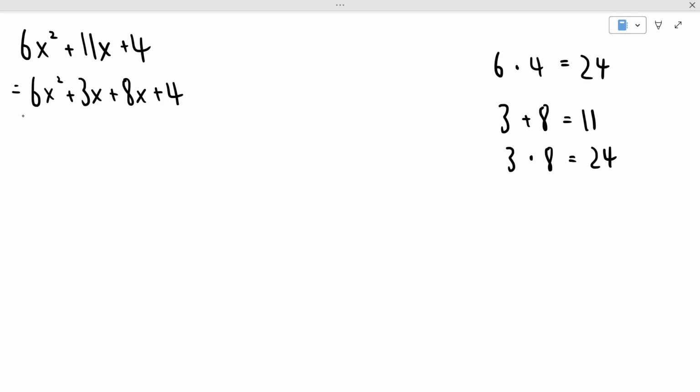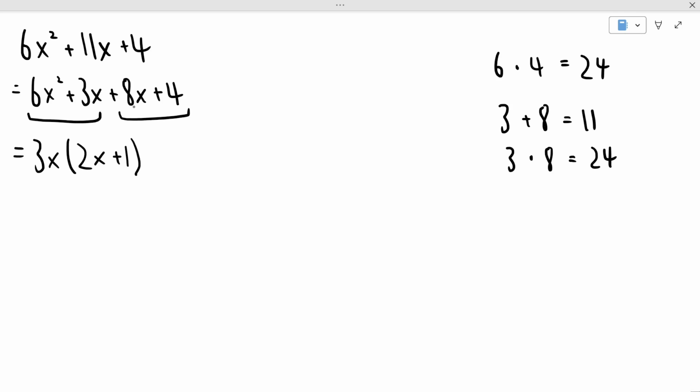So now we can use factoring by grouping to put 6x squared plus 3x in a group, and 8x plus 4 in another group. So if we start with the first group, we can see that 6x squared and 3x both have a 3x in common. So if we take out a 3x from 6x squared, we're left with 2x. And if we do that with the 3x term, we're left with a plus 1.